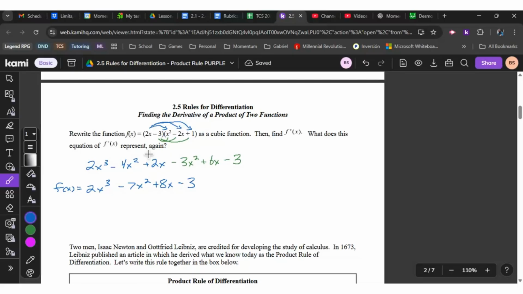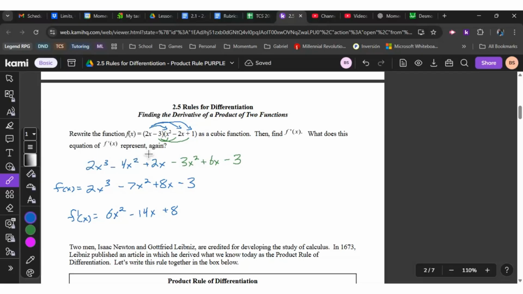Awesome. Once we have it looking like that, then we can take the derivative super easy. Because now we just use the rule from before that we learned, the power rule. Okay? So, to take that derivative, we do what we just did in the bell work. The 3 comes down, we get 6x squared, exactly. Then -14x plus 8. And the 3 just goes away because the derivative of a constant is 0.